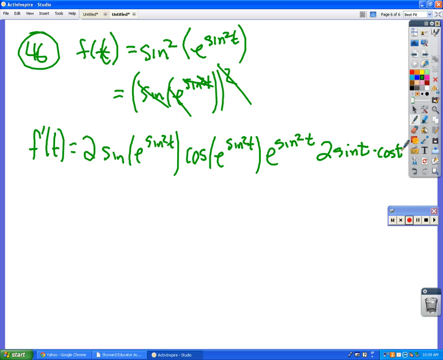Is it negative? No, the derivative of sine is positive cosine. Great. Okay, that's great. So that's a train wreck.